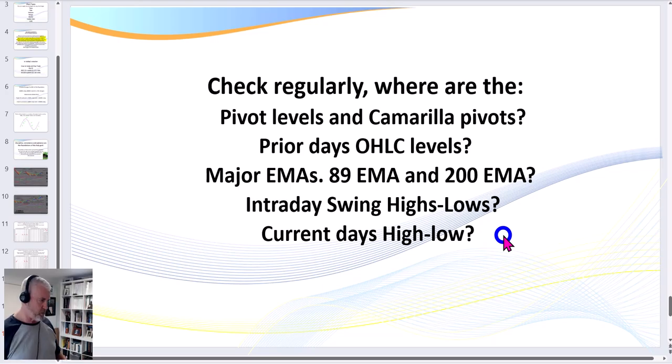I'm recording a couple of videos in the one session of sessions I've traded for the last few days, but these are the key points, and we may or may not bounce off these. But where are our pivot levels? Our prior open, high, low and close, major EMAs, intraday swing highs and lows, and the current day's. I'll show you those in a moment.